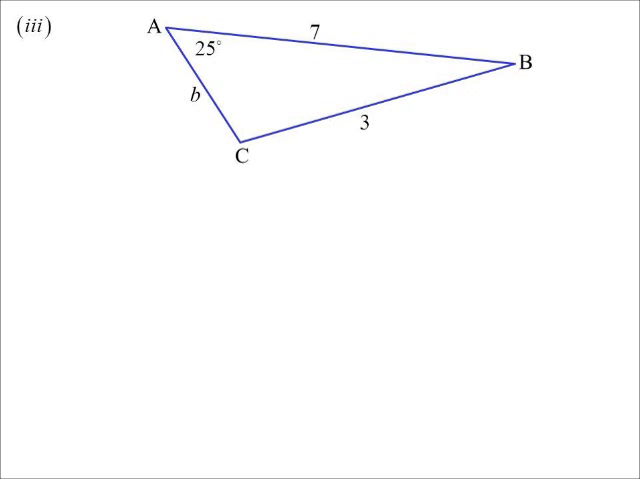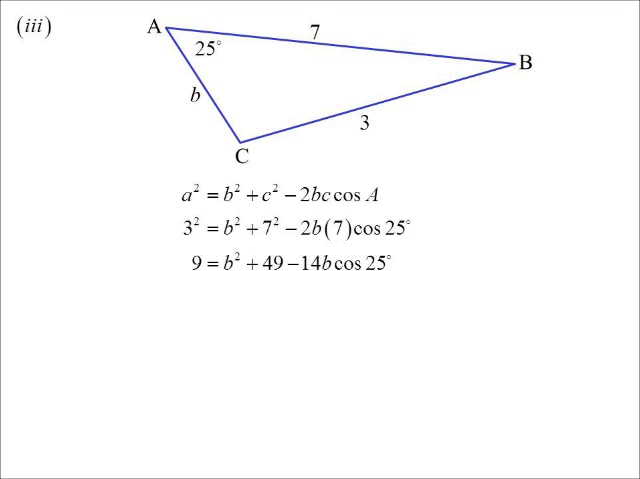The cosine rule, I'll put it in terms of the angle. The angle is A that I know. So a squared is b squared plus c squared minus 2bc cos A. If I substitute in, no problems, because b is still the only pronumeral. I'm now solving this equation for b. So I've got 9 equals b squared plus 49 minus 14b cos 25.